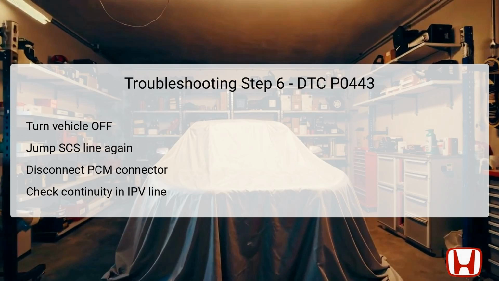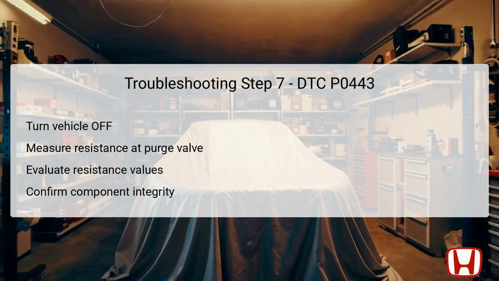This step requires checking the continuity between test point 1, which connects to the EVAP Canister Purge valve's female terminal number 1, and test point 2, running to the PCM connector E's number 80 terminal. If continuity is detected at this stage, the IPV wire is confirmed to be functioning correctly. However, if continuity fails, it suggests an open circuit in the IPV wire between the PCM and the EVAP Canister Purge valve, thus necessitating appropriate repairs.